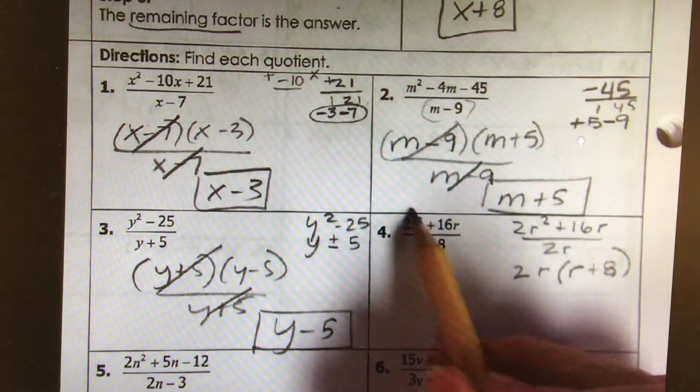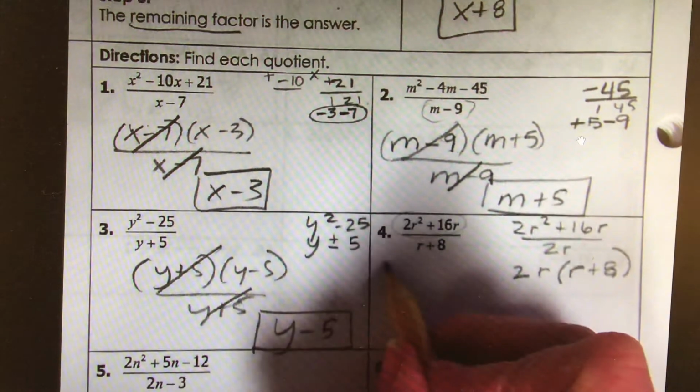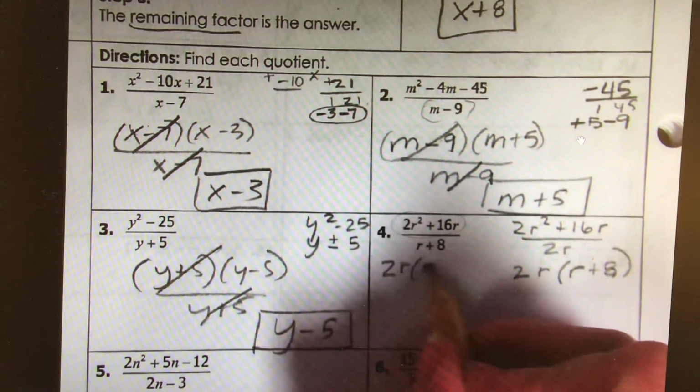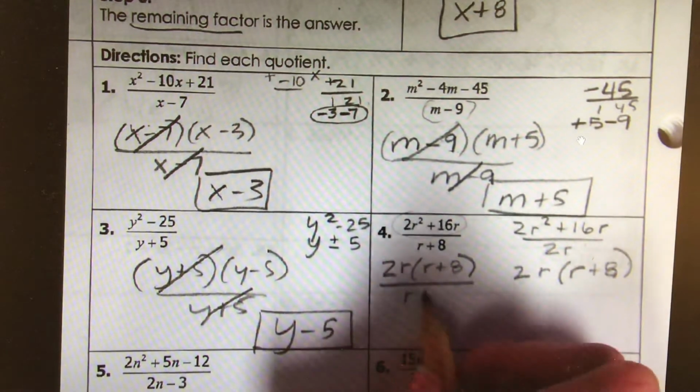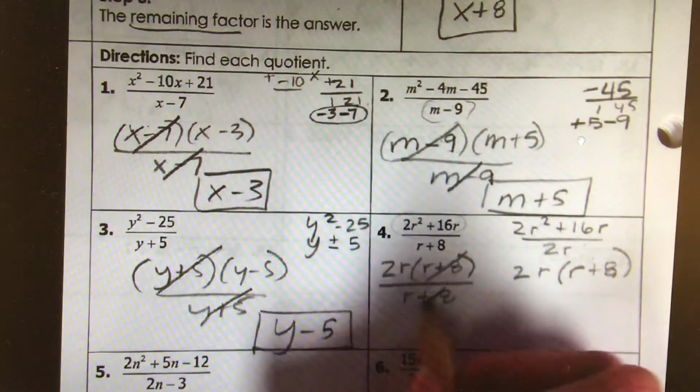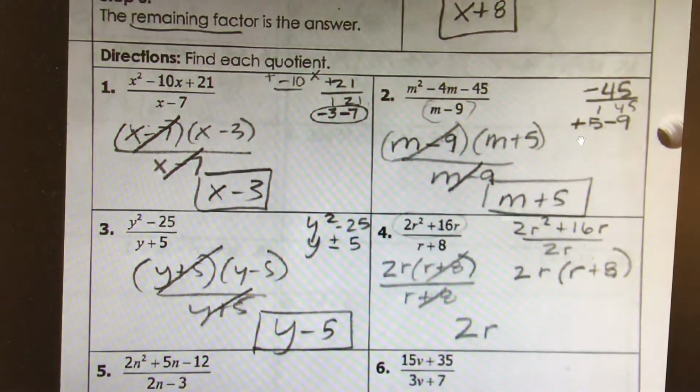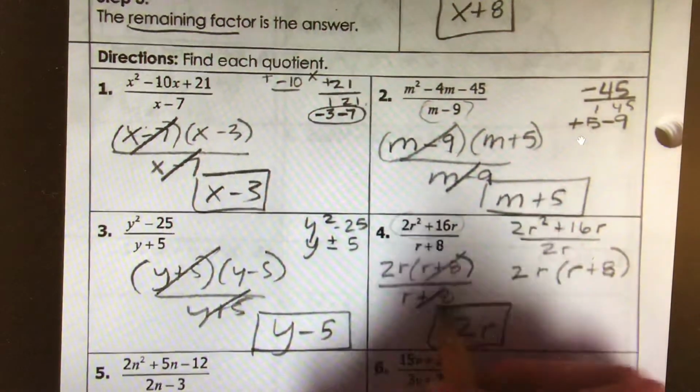This means the same thing as up here. So I'm going to rewrite that: 2r times r plus 8 is factored out, and then I have an r plus 8 on the bottom, which is beautiful because the only thing I have left is 2r. 3.